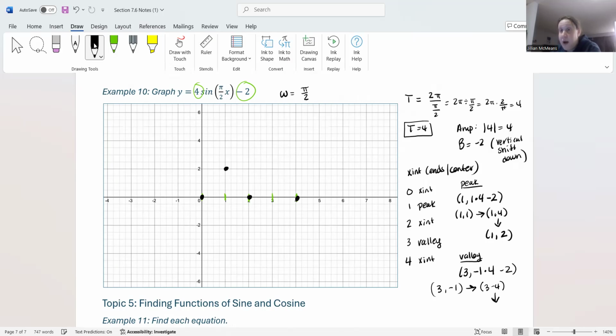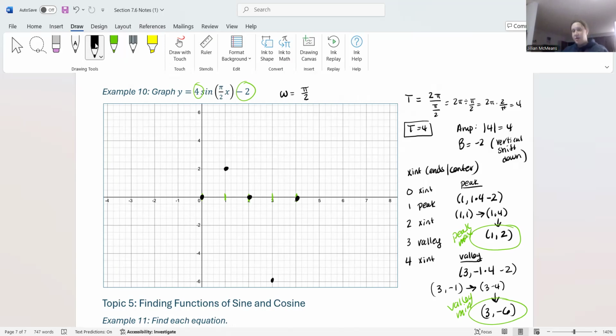And then when I subtract that shift, when I actually take my y-coordinate and shift it down, that makes my minimum 3, -6. Okay, so the points we actually want to graph are here and here. So this is our peak, which is the max, and our valley, which is the min. So we would have our min here at 3, -6.